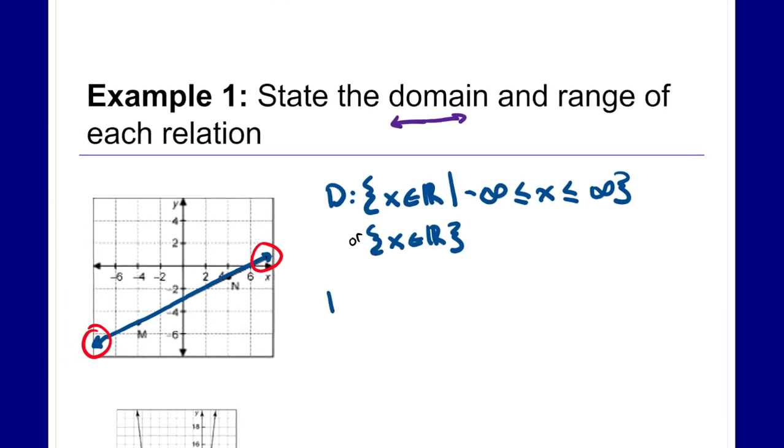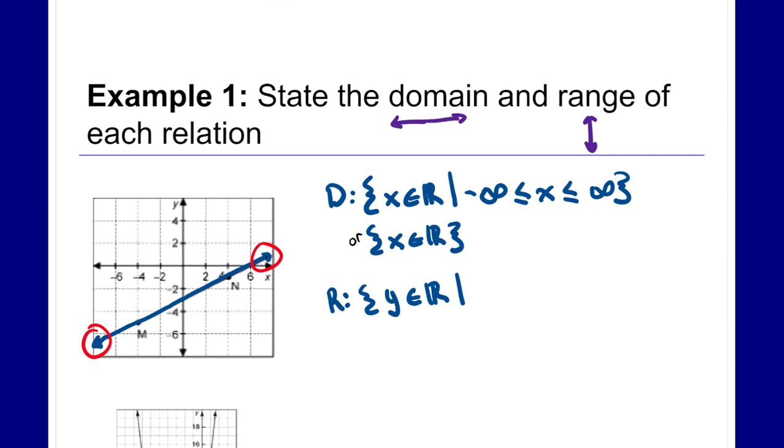If we look at the range, let's do the same thing, except range is now going to be the vertical values. So instead of x, it's going to be y. So we can start off with y is any real number such that, and now let's look at the vertical components. So let's look at the lower end, on the left end. On the left end, the lower end of our relation, again, we have the arrow. It's going to head downwards forever. That arrow means it's going to continue on forever.